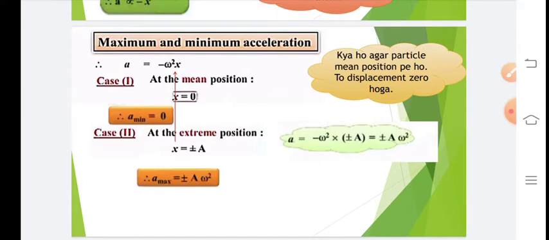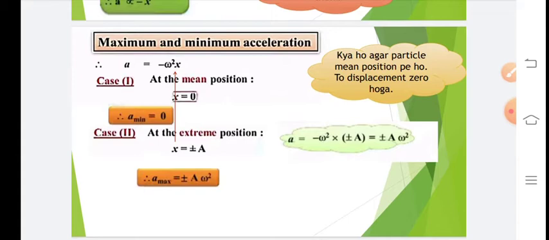Maximum and minimum acceleration. As we know, a is equal to minus omega square x. Case number 1: suppose x is equal to 0, and case number 2: suppose x is equal to plus or minus A. These are the two cases. In the first case, at the mean position, x is equal to 0, there is no displacement. Therefore, a minimum is equal to 0.